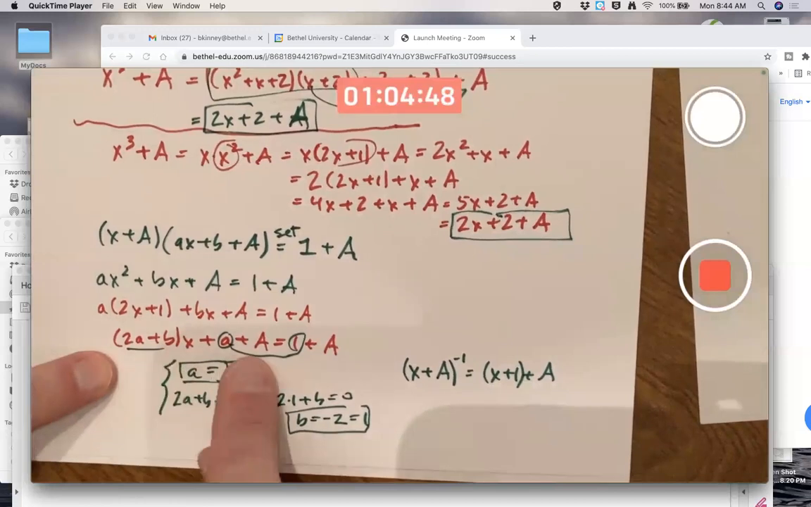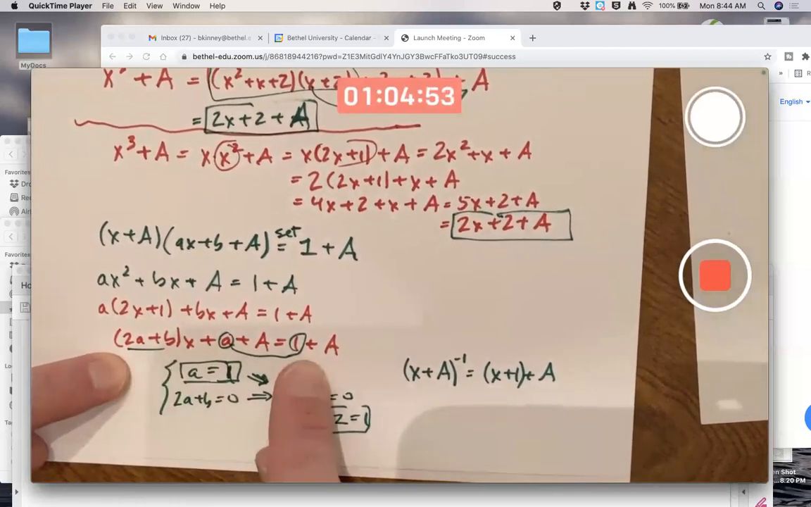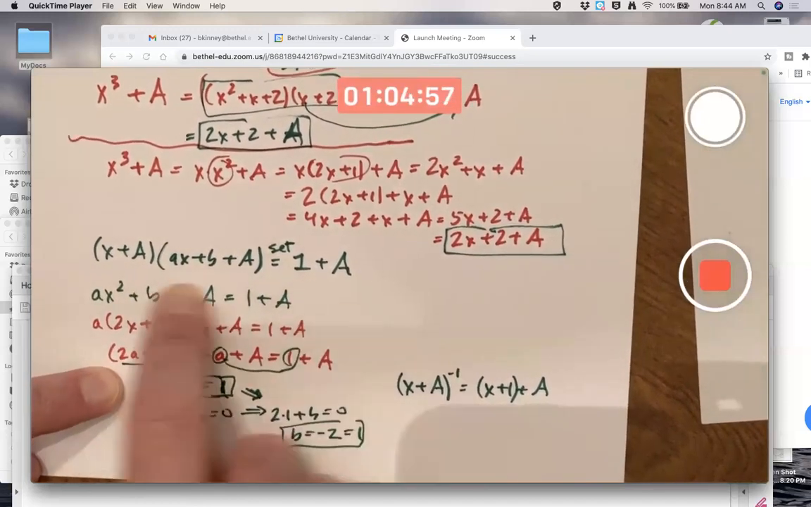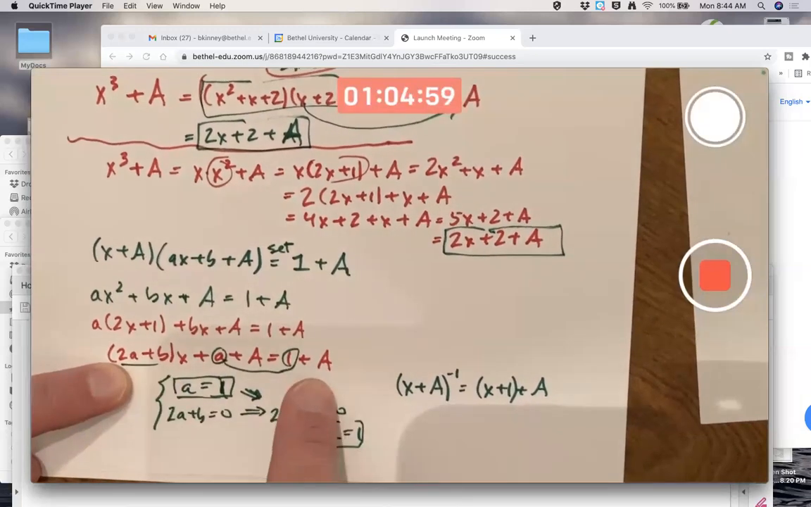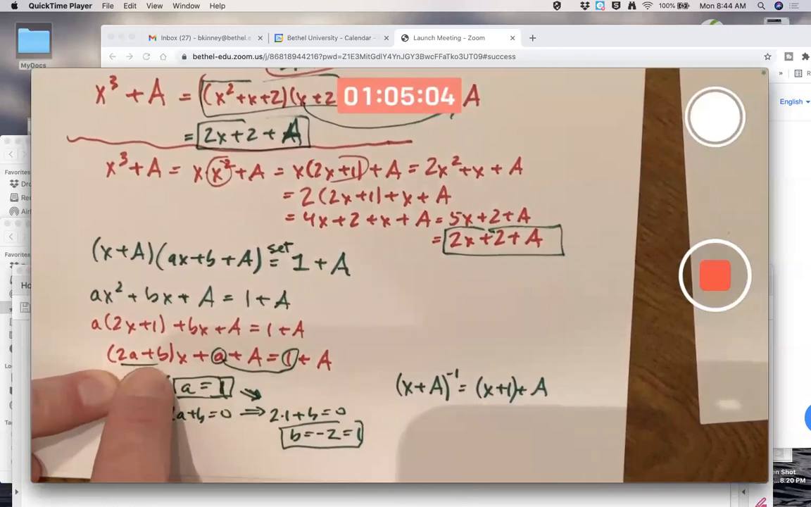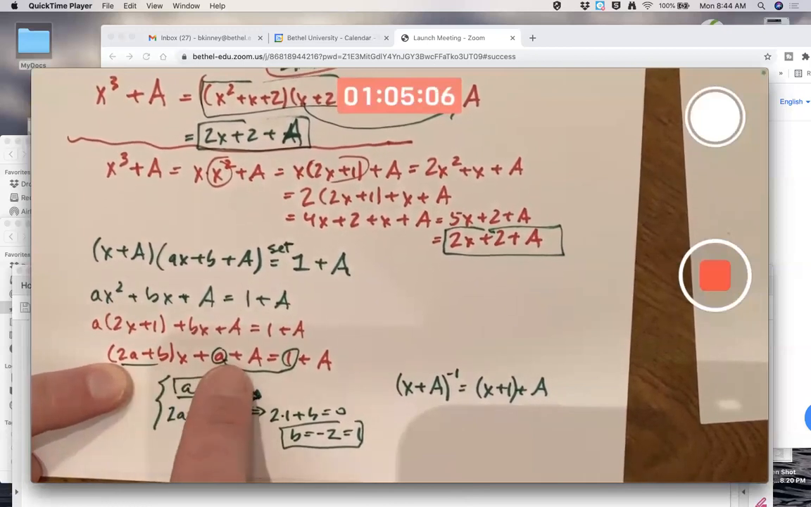Yeah, it disappears in this equation up here. I'm trying to find little a and little b to make this product true. I'm setting these equal, which means these two things would be equal, which means since there's no x over here, that 2a plus b must be 0 and a must be 1.